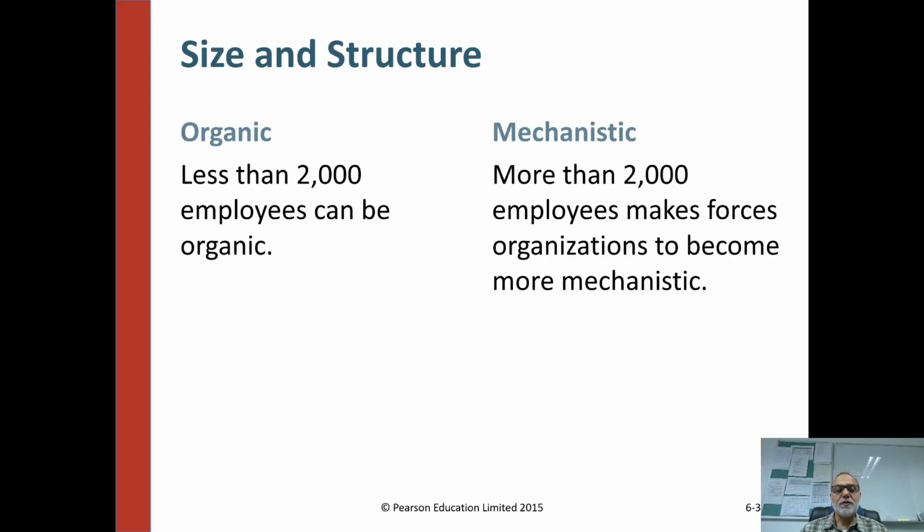Regarding size and structure, they say that organizations with less than 2,000 employees can be organic. This 2,000 number is kind of a magic number here, perhaps coming from surveys of organizations, and perhaps they found that as the size of the organization grows beyond 2,000, organizations tend to be more mechanistic.